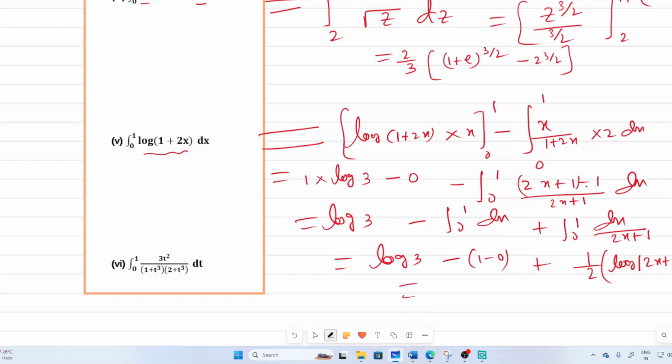So this thing is going to be log 3 minus 1 plus half log 3. Log 1 is 0, so we need not take it. So it is 3 by 2 log 3 minus 1. Alright, because half is there. So we have to take half into consideration, and 1 log 3 is already there. Okay. So the answer is this.